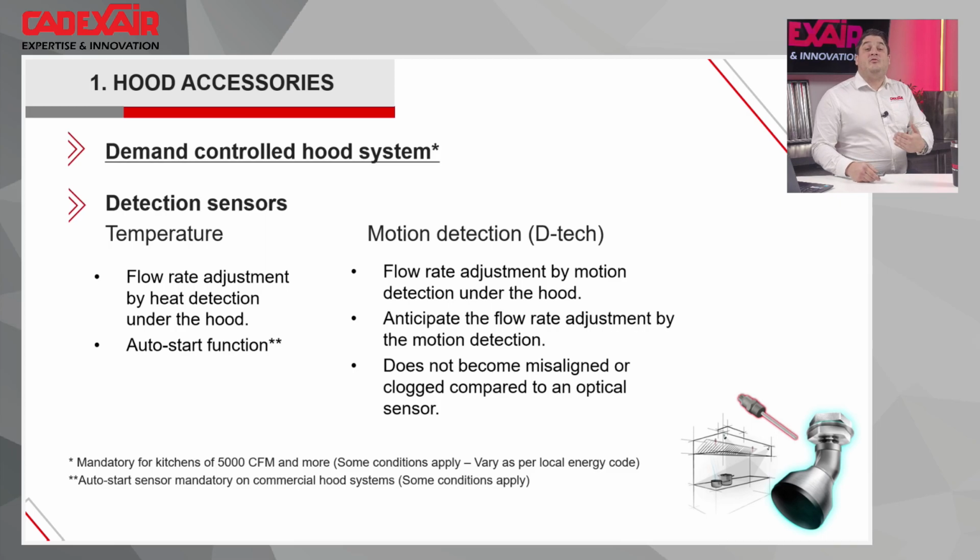In Montreal, if you have a system with more than 5,000 CFM, you will need to have a demand control system. But it will be different everywhere in Canada. It's as per the local energy code. In New Brunswick, it's 4,000 CFM. Halifax, it's 5,000 CFM. In Vancouver, it's probably 6,000 CFM. And if you go more north in Yukon, it's like 3,000 CFM. So sometimes this is a requirement by the energy efficiency code.